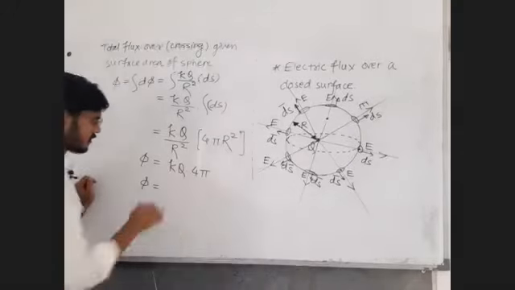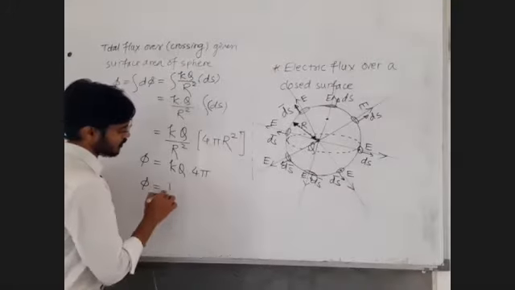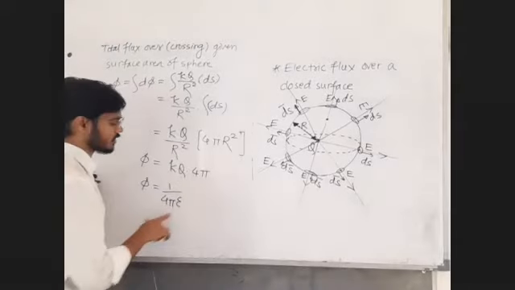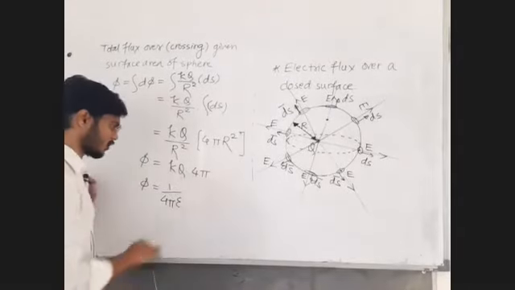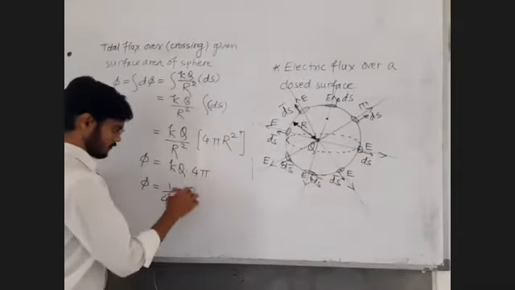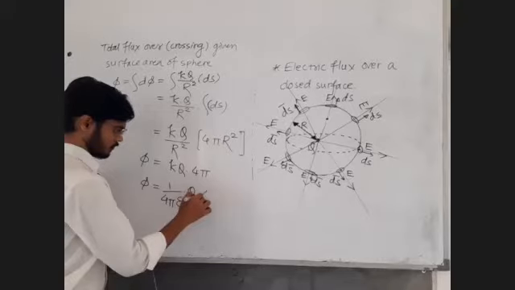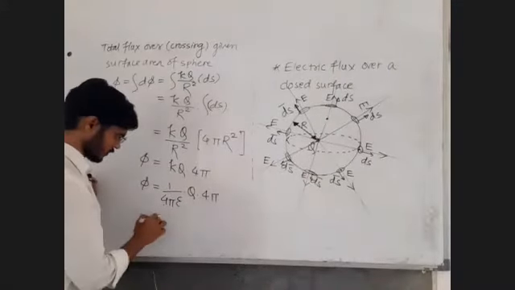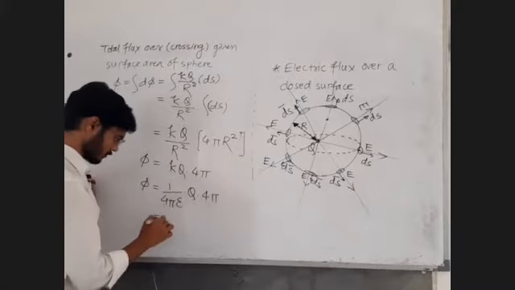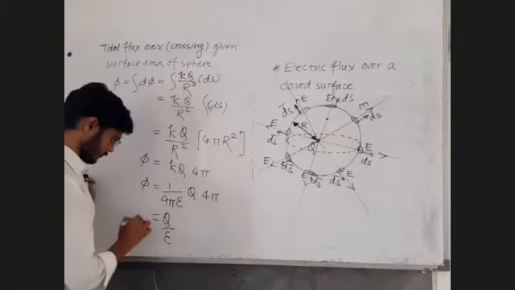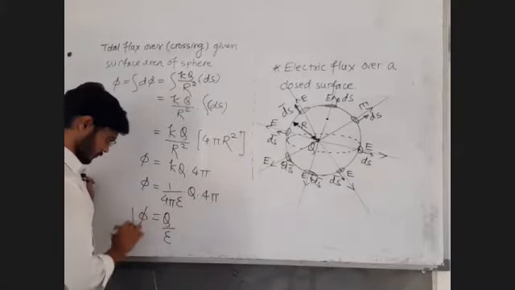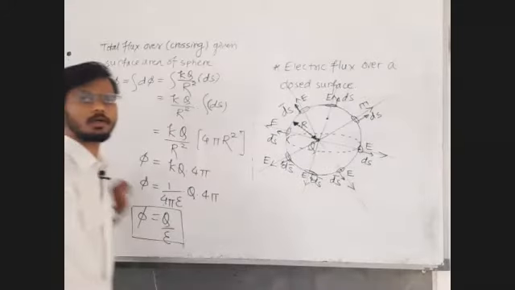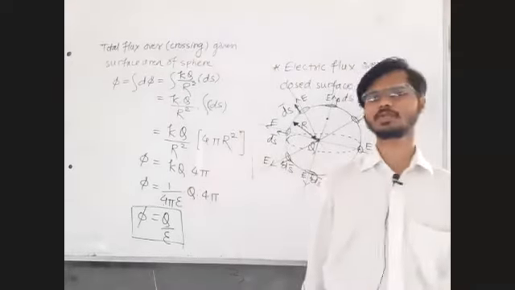Sir, can I write this k as 1 upon 4 pi epsilon? Yes. If there is medium, write epsilon. If there is vacuum, write epsilon 0. Sir, this 4 pi also gets cancelled. Yes. So q upon epsilon. These are the electric flux: q upon epsilon. If vacuum, epsilon 0.